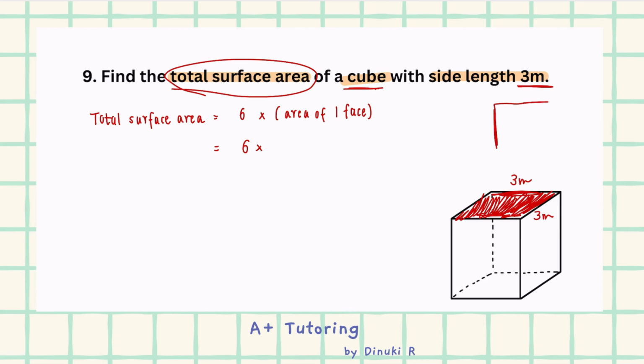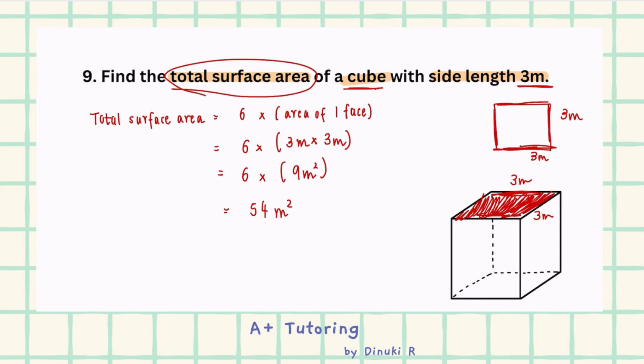If I draw this out, that top face is 3 meters by 3 meters, right? So the area would be length times length. So it would be 3 meters by 3 meters, which means 6 by 9 meters squared. 6 times 9 is 54, 54 meters squared. That's your answer, or 54 square meters.